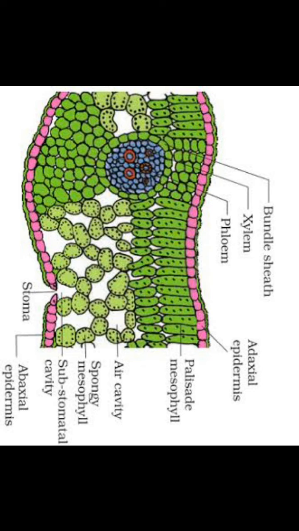Then the veins vary in thickness in the reticulate venation of the dicot leaves. The vascular bundles are surrounded by a layer of thick-walled bundle sheath cells. Find the position of xylem in the vascular bundle. Is this point clear?